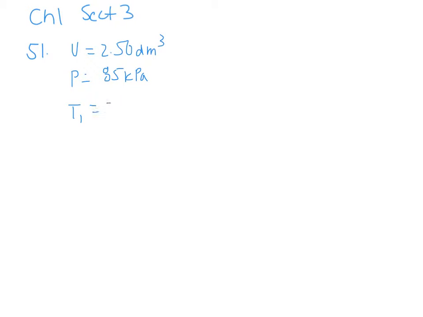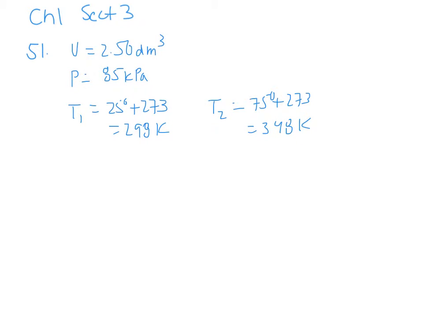So your temperature 1 is 25 degrees, but remember that needs to go to Kelvin, so I just change it right away before you have time to forget. And then you have a second temperature of 75 degrees, which also needs to be changed to Kelvin. So that's going to be, I believe, 348, if I got my math right. And it says the container expanded, so now I have a new volume to 2.75 decimeters cubed. And they want to know the new pressure.